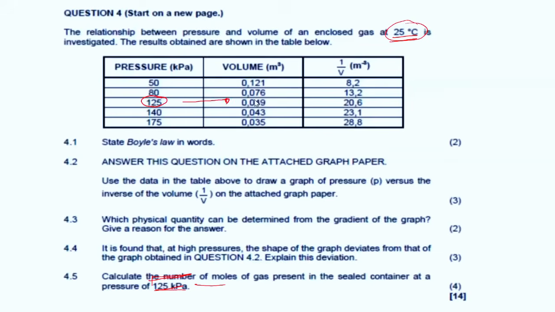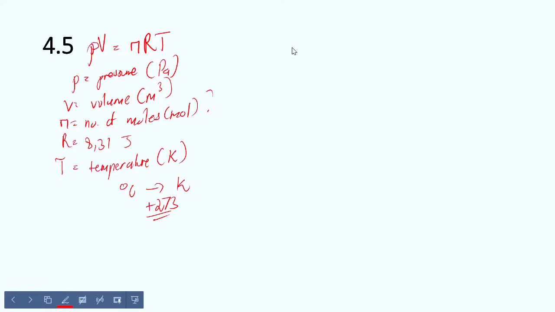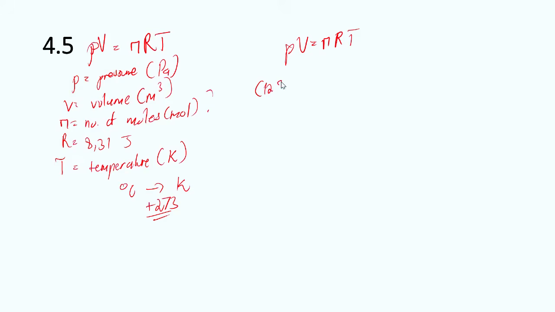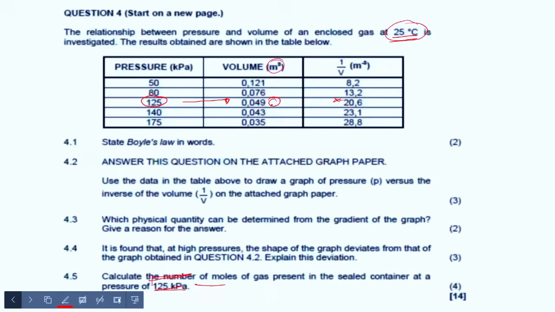So we read that the volume is 0.049. Now, this is the volume that you need to take, not this one. We do not use the value for 1 over V. We use the one for volume in meter cube, right? So 0.049. Then PV is equal to nRT. The P here should be 125 multiplied by 10 to the exponent of 3. If we are converting kilopascals to pascals, we multiply by 1,000, right? So the V, we take it as it appears there. What is it? 0.049.